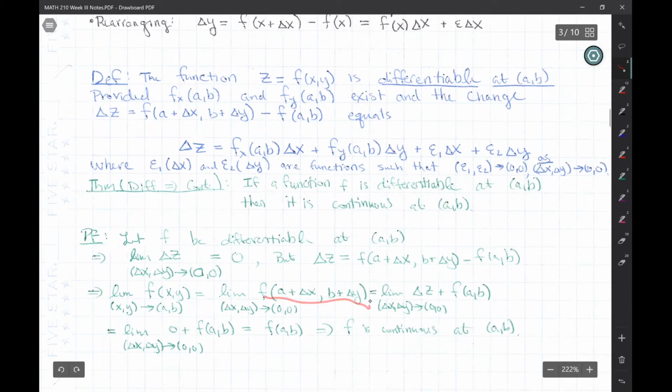But what is this term here? Rearrange using this equation there, you get that it's equal to delta z plus f(a,b). Now, because of differentiability, we have that delta z would go to 0 as delta x, delta y go to 0, so that's 0. And we have that the limit of the function as (x,y) approaches (a,b) is equal to f(a,b), which gives you continuity. So differentiability, in the way that we defined it, implies continuity.